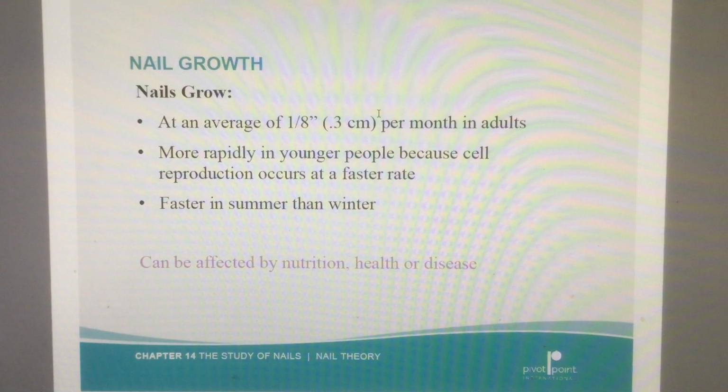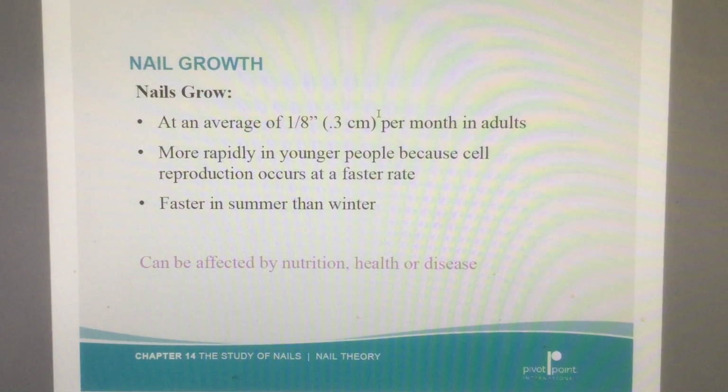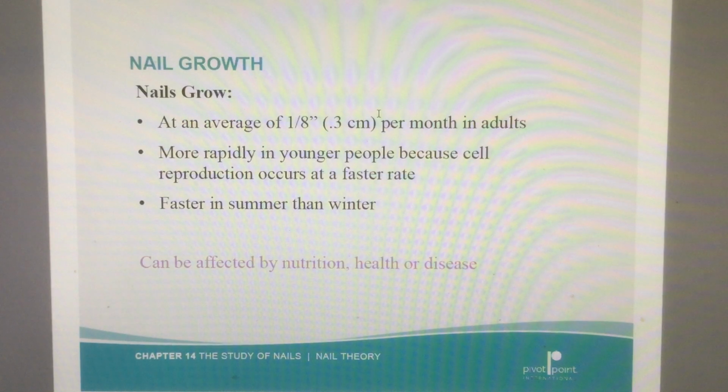On average, the nail grows 1/8 of an inch per month in adults. It grows more rapidly in younger people because cell reproduction occurs at a faster rate. And they say our nails grow faster in the summer than they do in the winter. I have heard people say that it's due to the amount of water and how cells generate so much quicker.